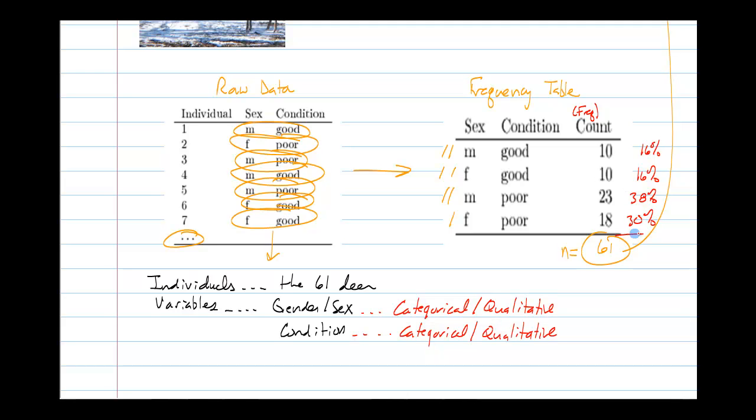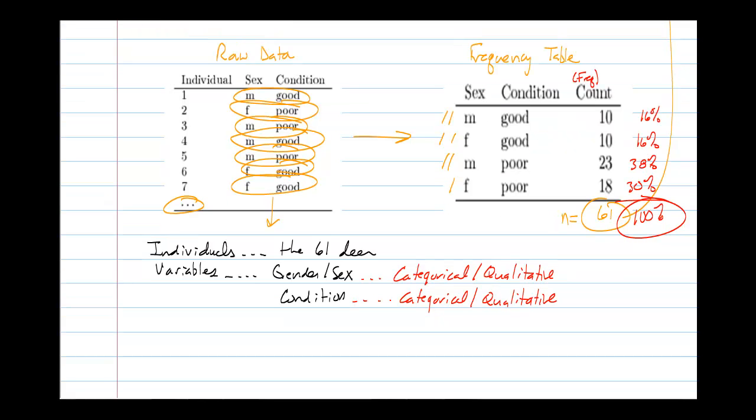Now when these add up, I should get 100%, so let's check it out. 16 plus 16 is 32, plus 38 plus 30 is 100%. And so another name for this table is not only a frequency table, but it also is giving us the percentage or the relative frequency as well. And then from here I can go ahead and produce some graphs depending on what I'm interested in.